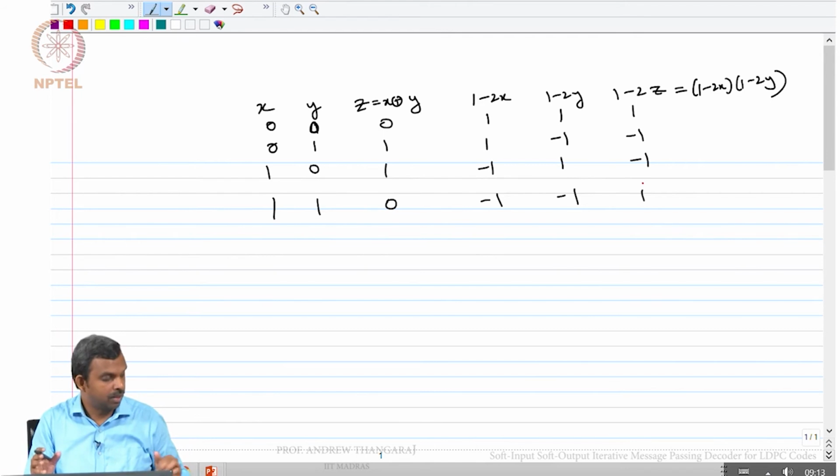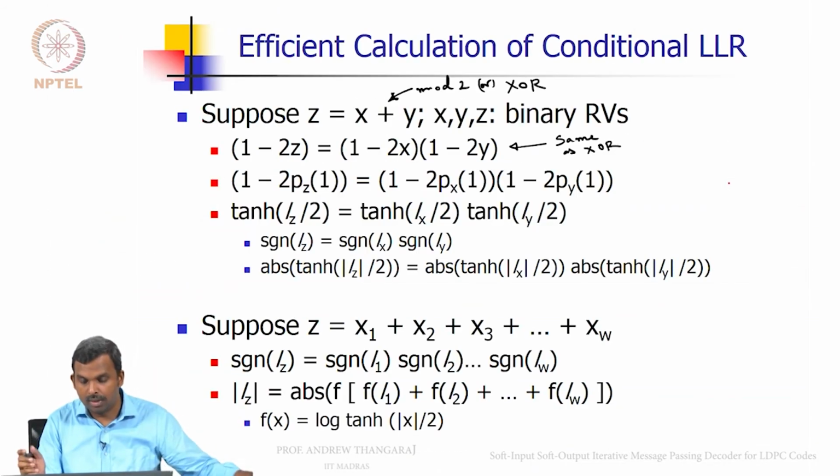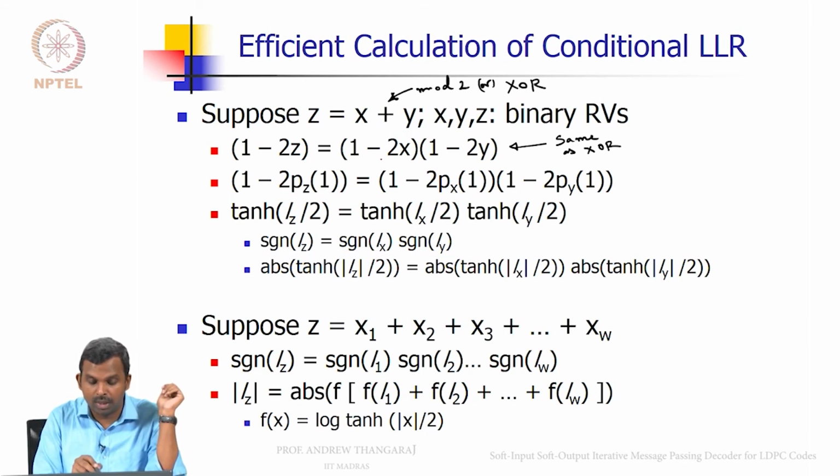In terms of plus 1 minus 1, it is a multiplication. That is what is being used here, 1 minus 2z is 1 minus 2x into 1 minus 2y. Now, you can take expectations.